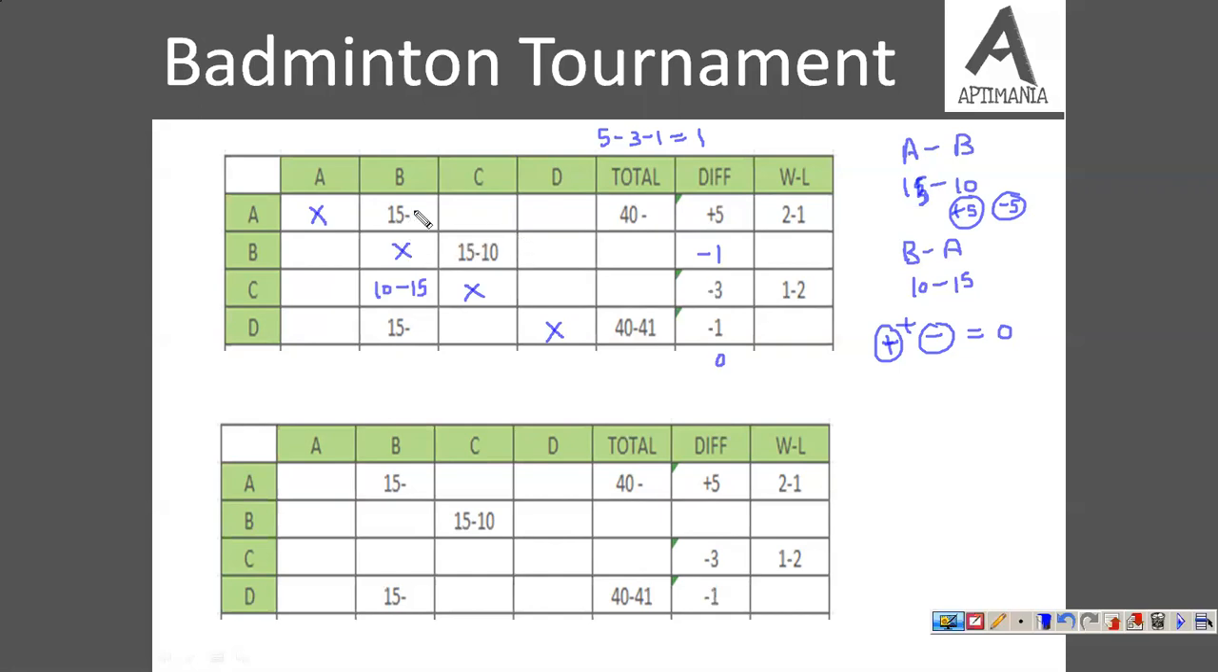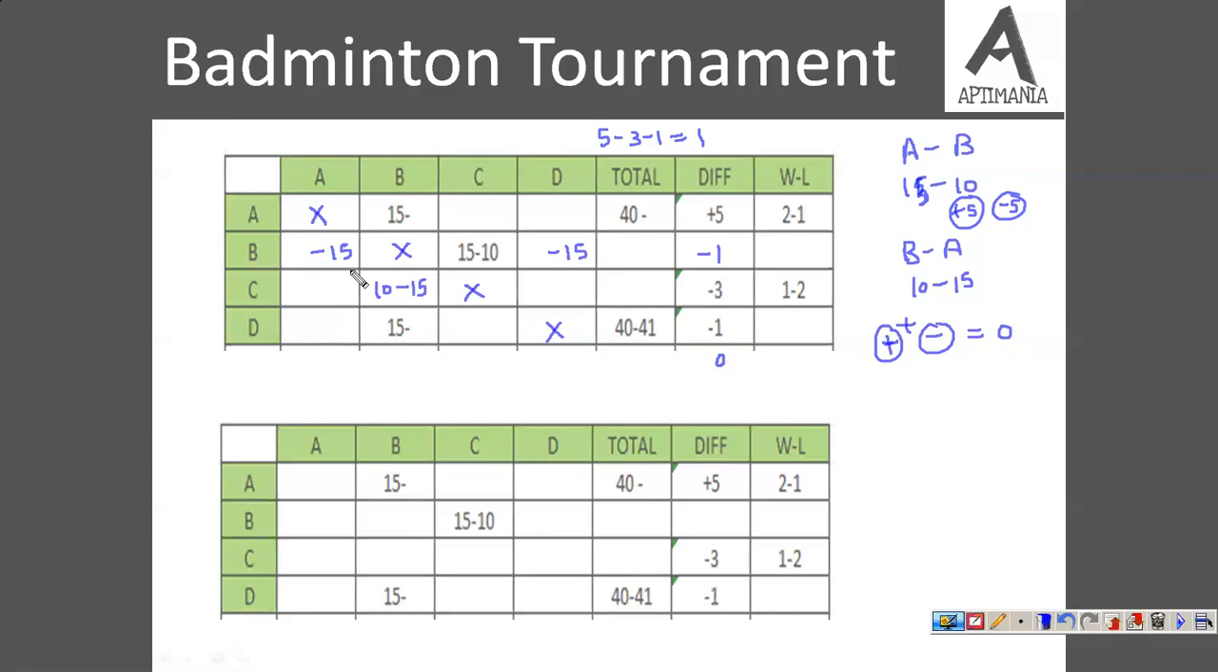Now suppose here the score by A in his match against B is 15, something. So here it must be something, 15. ठीक है, ये हम फिल कर सकते हैं. B का स्कोर C से 10-15 था, तो C का B से 15-10 था, तो यहाँ पे 10-15 होगा. That I have already filled. D in his match against B scored 15, so here it must be like this.